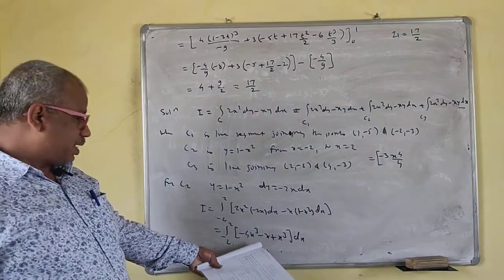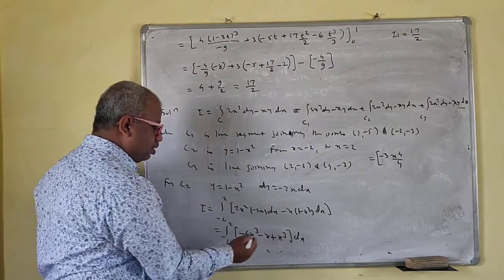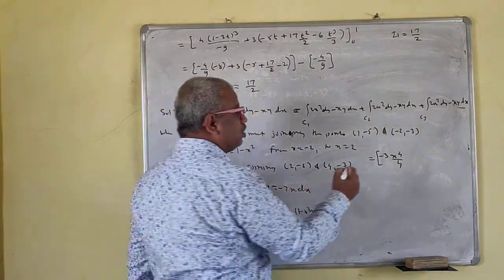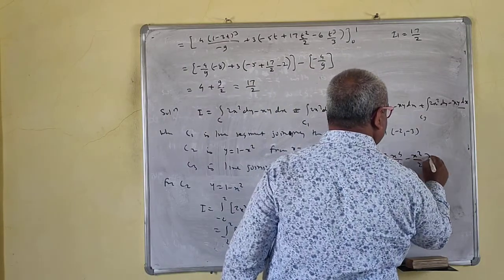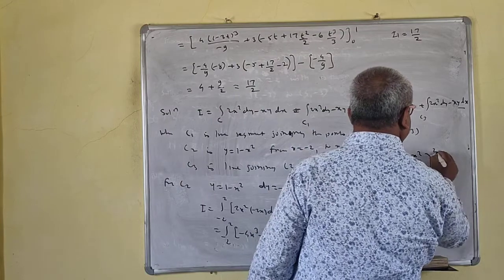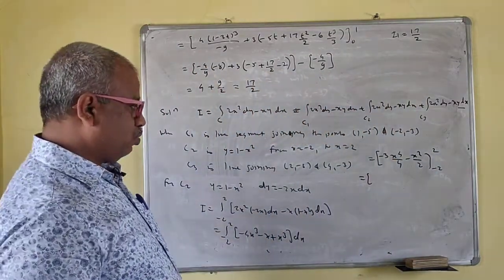Then minus x is there. X cube, this is minus 3, and we are integrating this, x to the power 4. This is minus x, so minus x square upon 2. Limit is minus 2 to 2. So we will put 2.